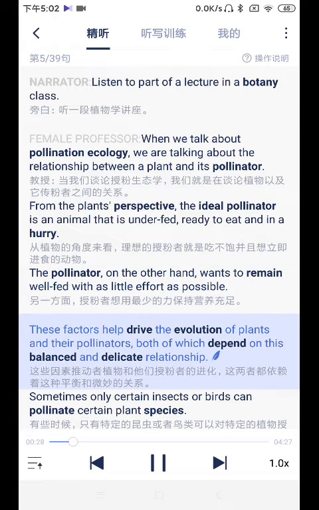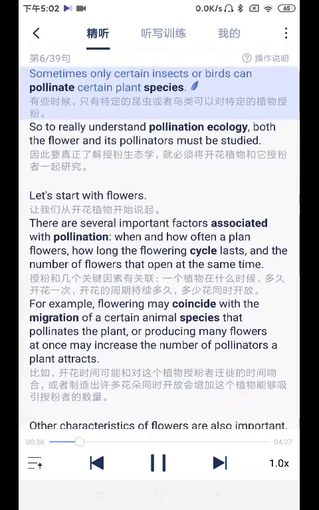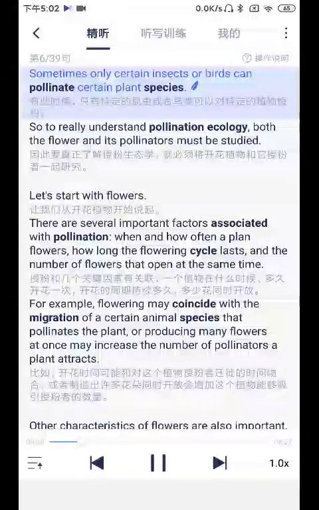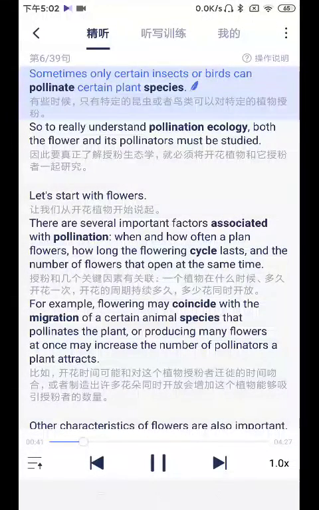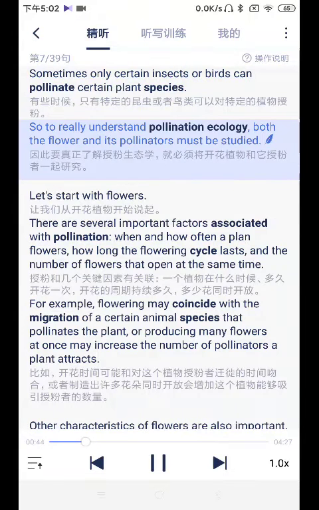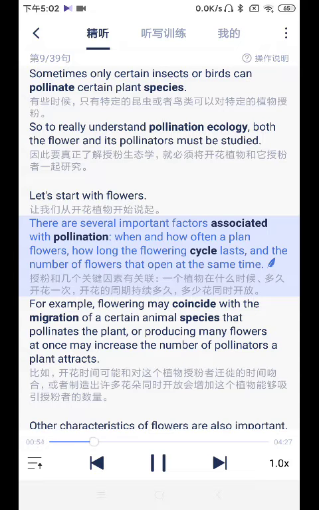These factors help drive the evolution of plants and their pollinators, both of which depend on this balanced and delicate relationship. Sometimes only certain insects or birds can pollinate certain plant species. So, to really understand pollination ecology, both the flower and its pollinators must be studied. Let's start with flowers. There are several important factors associated with pollination: when and how often a plant flowers, how long the flowering cycle lasts, and the number of flowers that open at the same time.